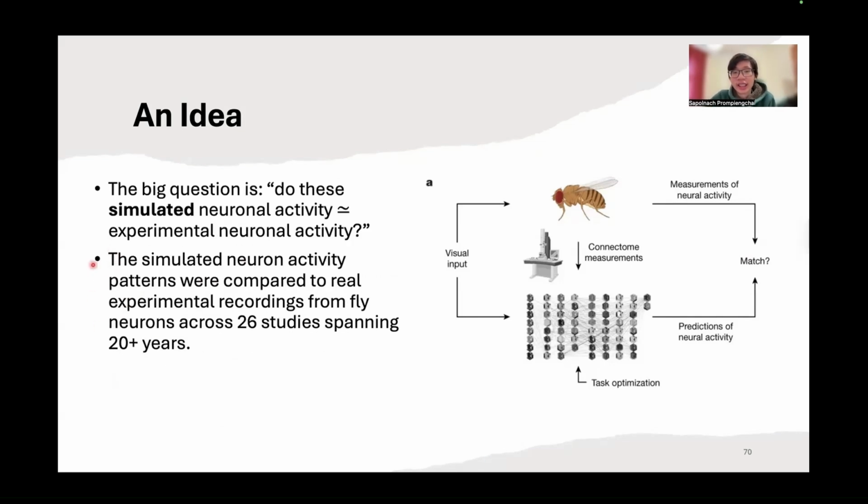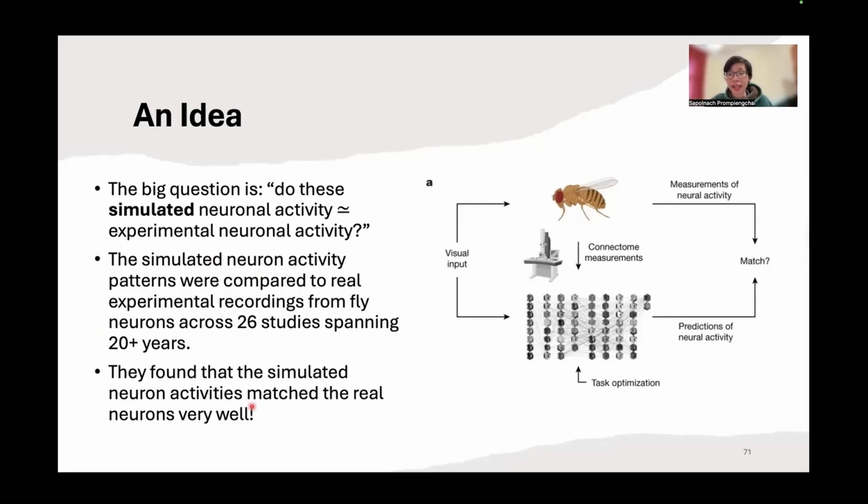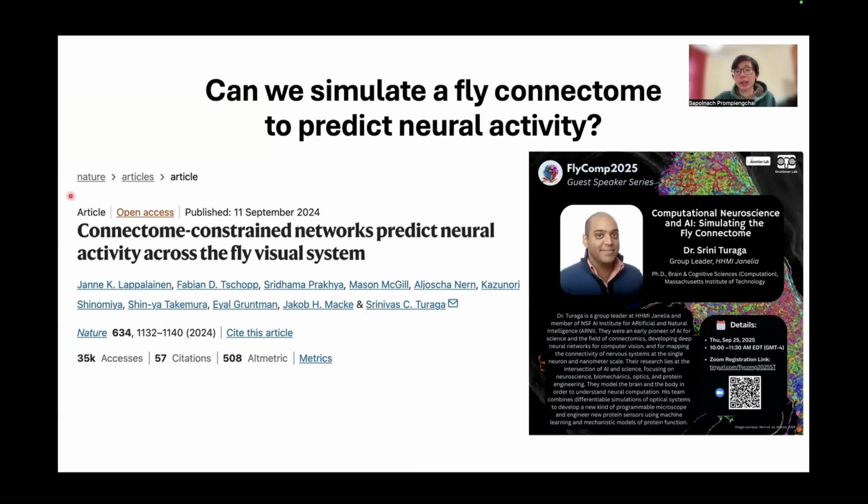So how do they do this? They compare the simulated neuron activity patterns to the real experimental recordings from fly neurons across 26 experimental studies spanning 20 plus years. The reason they chose motion detection is that it's very well studied in the fly, so they were able to compare this simulated network to the real experimental findings. And they found that the simulated neuron activities match really, really well with the real neuronal activity from these experiments. So they were able to create connectome constrained networks that can predict neural activity across the fly visual system. But you can imagine that a lot of other behavior, like memory, for instance, is not as well characterized as the fly visual system.